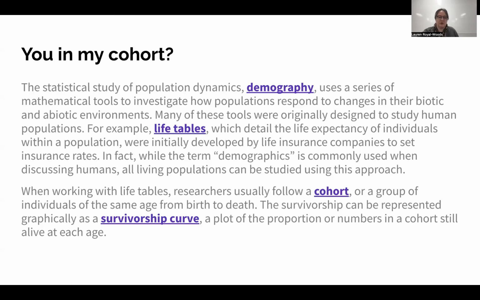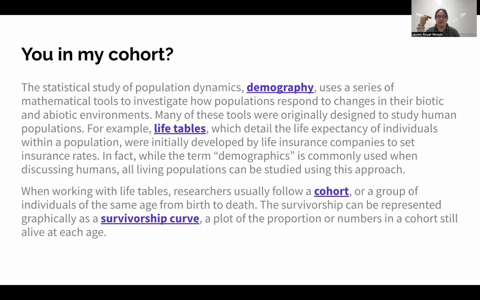And so it's a group of individuals of the same age from birth to death. So when they're born all the way to when they die. And their survivorship can be represented graphically as something called the survivorship curve. And we're going to see three different curves based on the lives of certain creatures. So a plot of a proportion of the numbers in a cohort still alive at each age. And so we basically plot it at each age, how many have lived, how many have died.